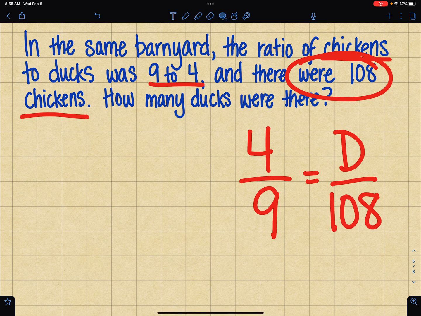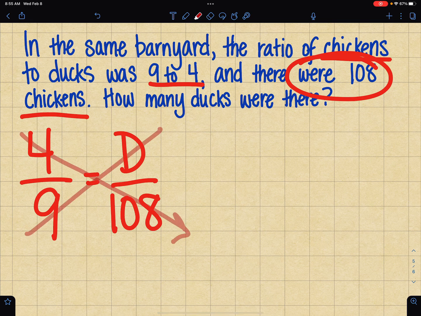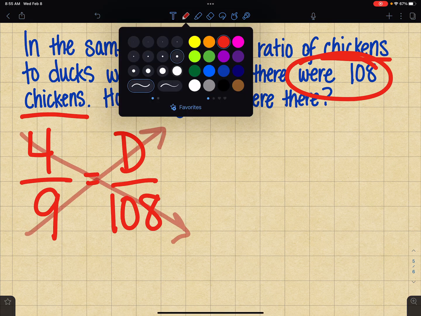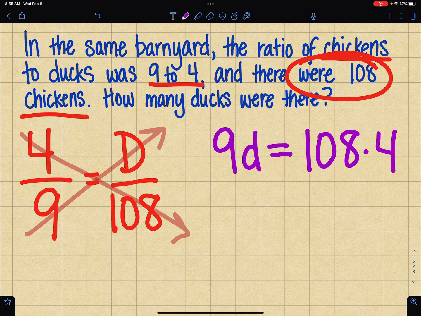Now, as long as you set up this problem correctly, you're going to get the right answer here. You are totally going to get the right answer when we cross multiply. So we're going to cross multiply. I like to do the one with the variable first. So 9D, I changed it to a lowercase d, but it doesn't matter, equals 108 times 4. So what is 108 times 4? I don't know yet. That's okay. I'm going to just move on.